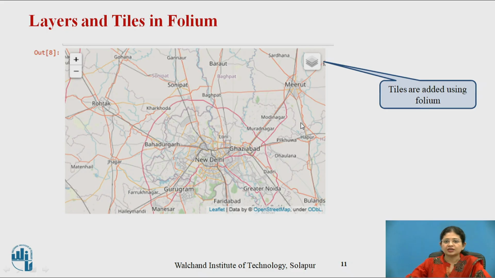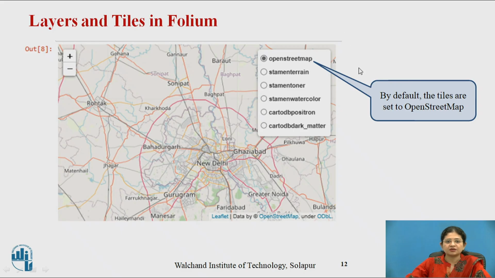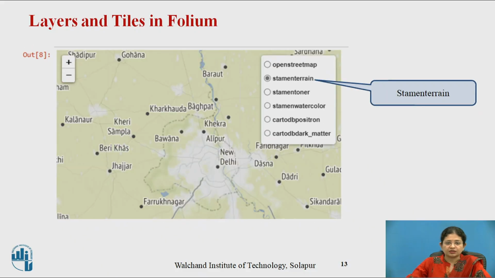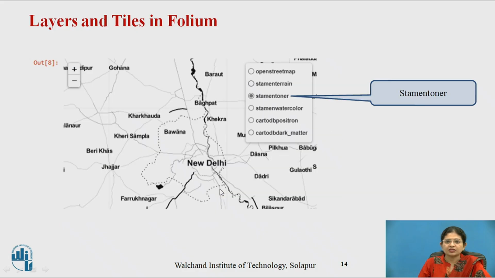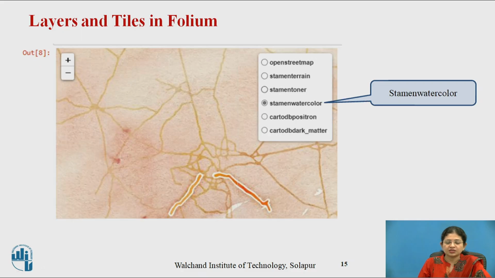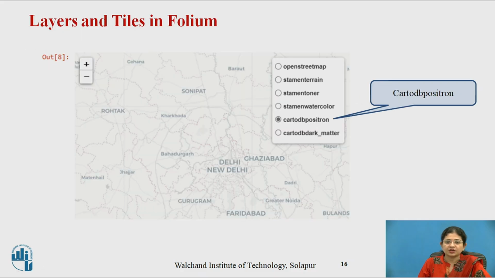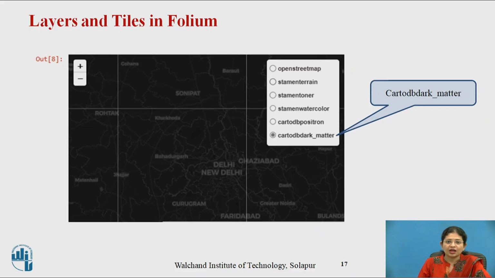So look at here, the tiles are added using Folium. Here these tiles are added, but by default the tile is OpenStreetMap. So this kind of visualization is known as OpenStreetMap. Now let's see the Stamen Terrain. So this is the Stamen Terrain visualization. Another one is the Stamen Toner. Next one is the Stamen Watercolor. Next one is the CartoDB positron, and the next one is the CartoDB dark matter.